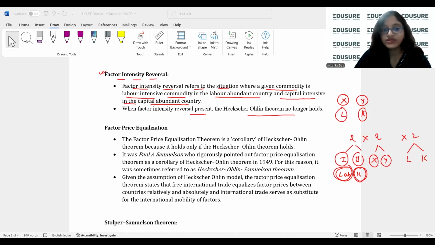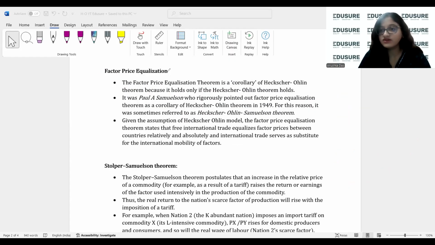Right, let us move to the next topic. The next theorem that we will discuss is factor price equalization. It is just a corollary of the Heckscher-Ohlin model, and it was Paul A. Samuelson, who rigorously pointed out that this factor price equalization theorem will hold, in the year 1949. Again, the years are important. So, factor price equalization is alternatively known as the Heckscher-Ohlin-Samuelson theorem.